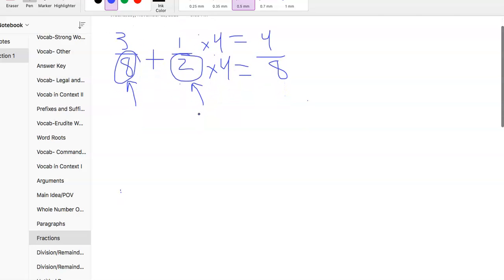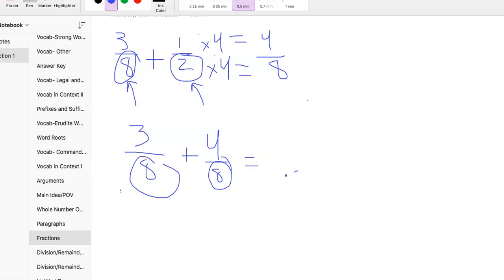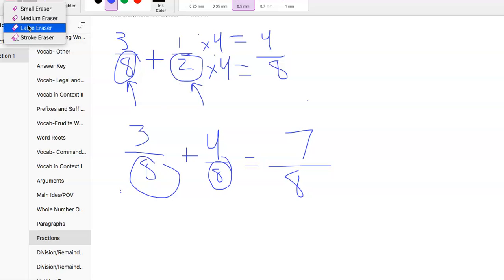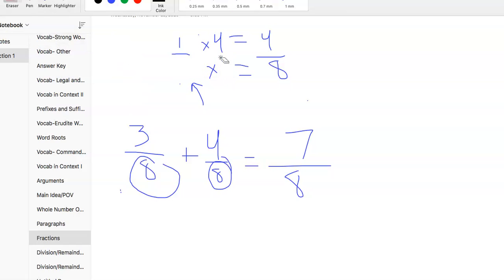Okay, so now what we will have is 3/8 plus 4/8. When the denominator is the same, we just leave it the same. We don't add it up and say it's out of 16. But the top, the numerator, we do add, and we get 7/8. Okay, so that's how we do that one. Then we'll do one with subtracting, a little more practice with common denominators before we jump to multiplying and dividing fractions.